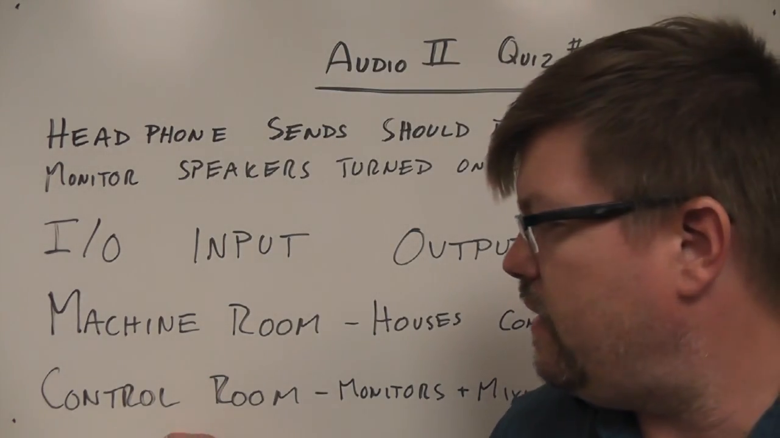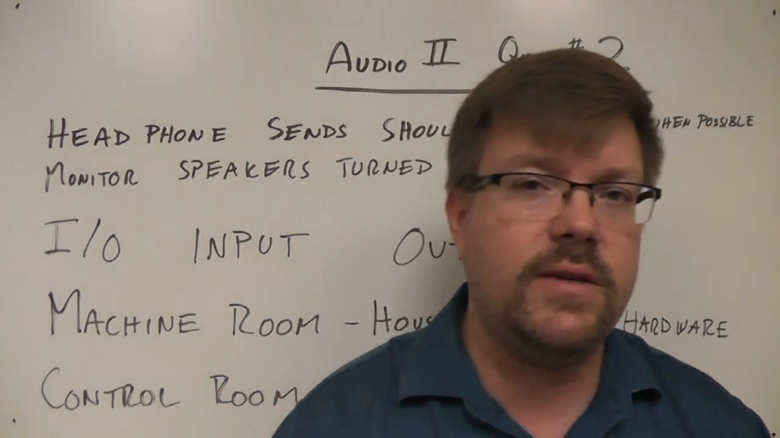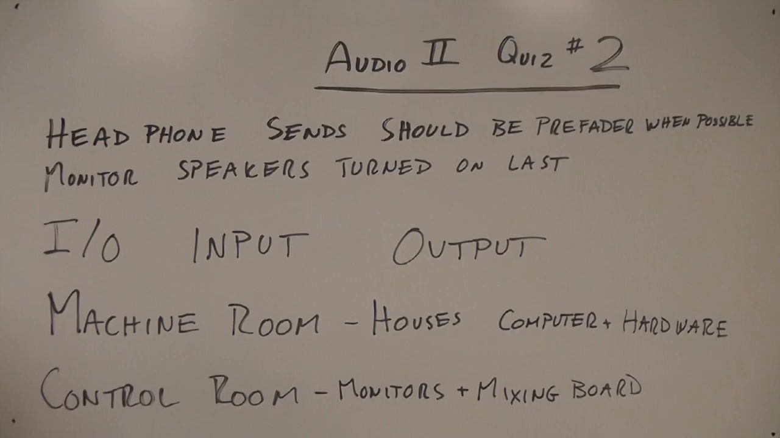If you think about it, in the control room, the main things that you need in there are the console, the mixing board, and the monitor speakers. So if you had those two things, that's what you really need in the control room.